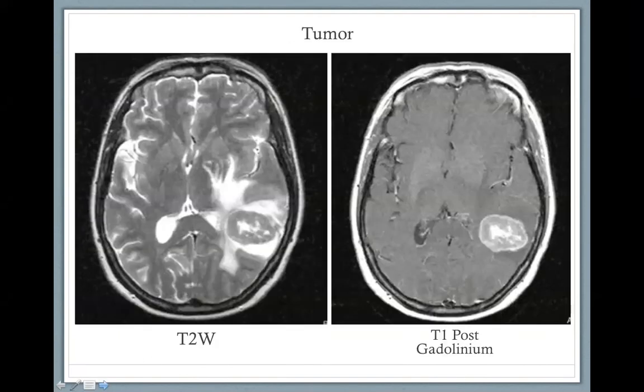Just like on CT, if we give contrast, we are better able to visualize tumors. This is, for example, a tumor, which we can see on T2 and the very severe vasogenic edema around it, but obviously better shown on the T1 weighted sequence with gadolinium.